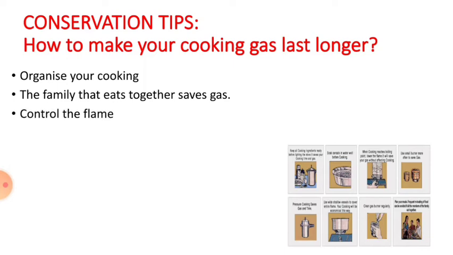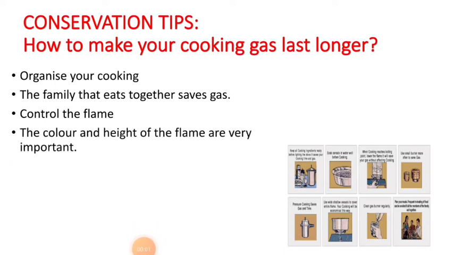Next one is control the flame. Once you bring a liquid to boil or the food becomes hot, we can keep it hot by using the simmer position. This saves a lot of gas.